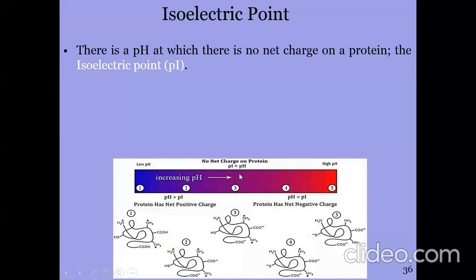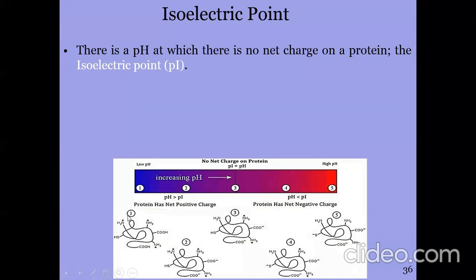Here there is no net charge, so the positive and negative charges are equal. Before this isoelectric point, the pH will be more than PI. So this is increasing pH, and here the pH will be less. The PI will be more than the pH, so the PI goes on increasing.